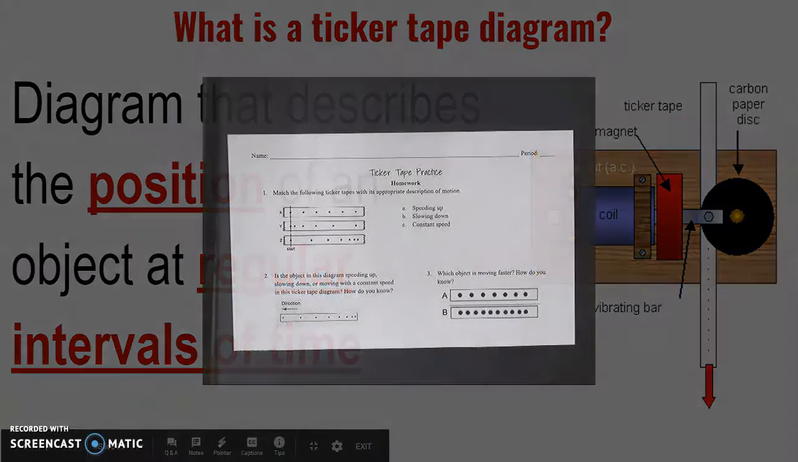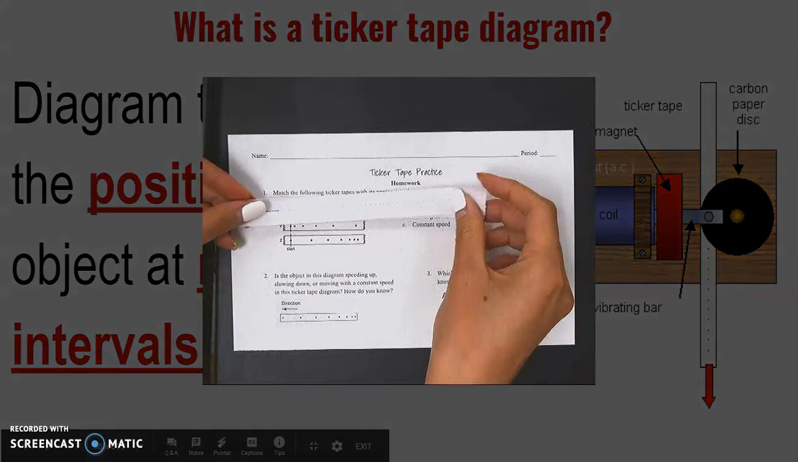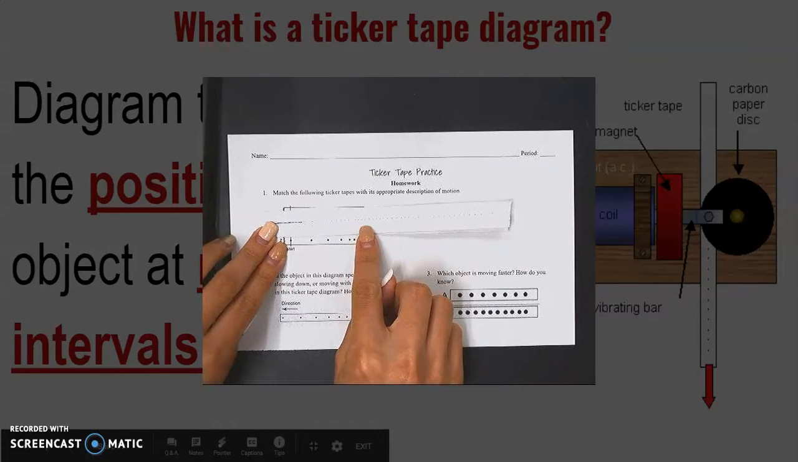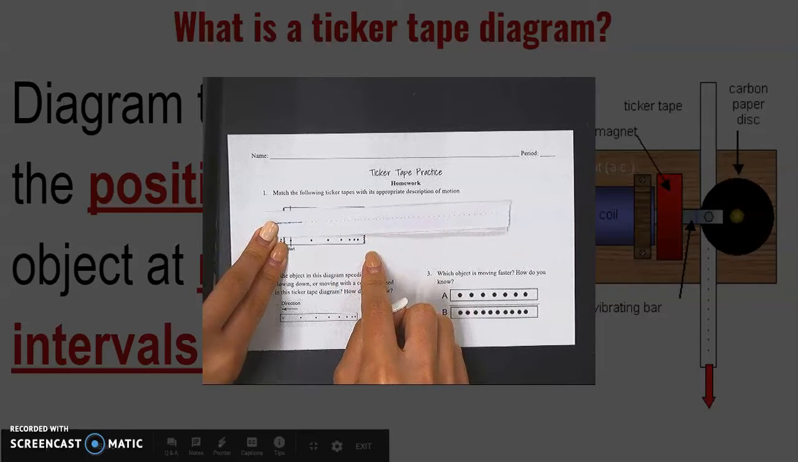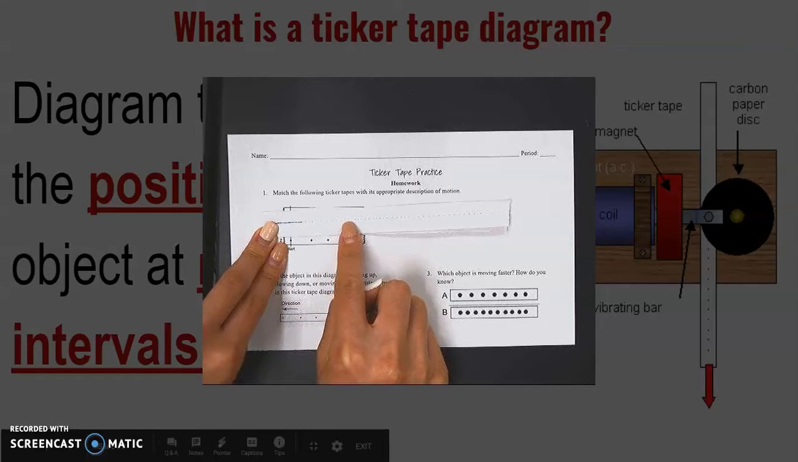So if you can go back here, I have an example of a live ticker tape. Here's what it looks like. In this ticker tape, each little dot represents the machine pressing down on this paper. The space in between the dots is a certain interval of time, and that interval of time stays constant. The distance between the dots represents how fast the object is moving.